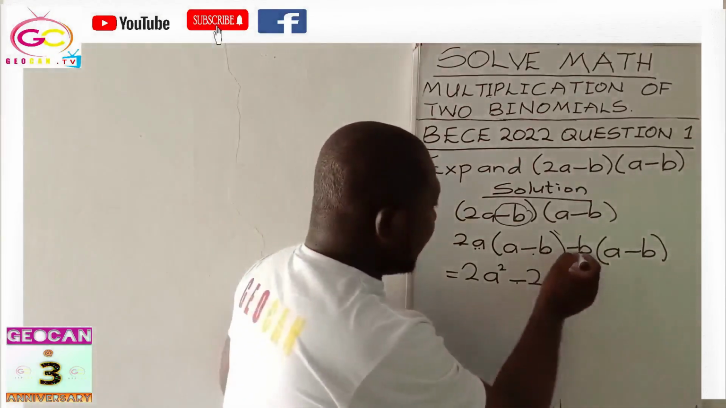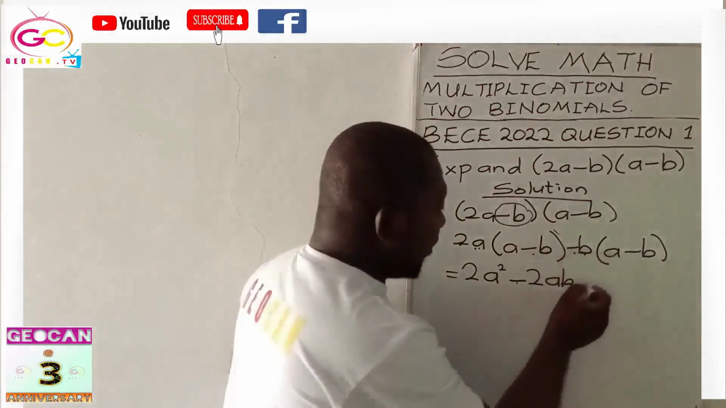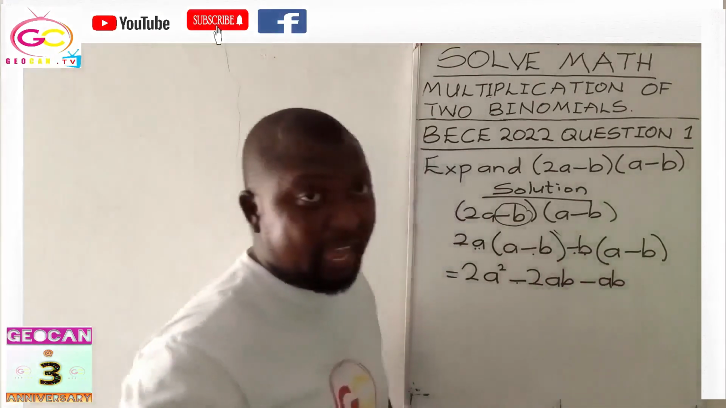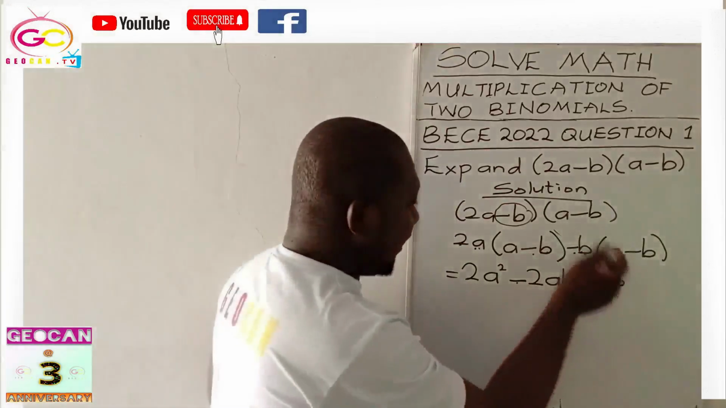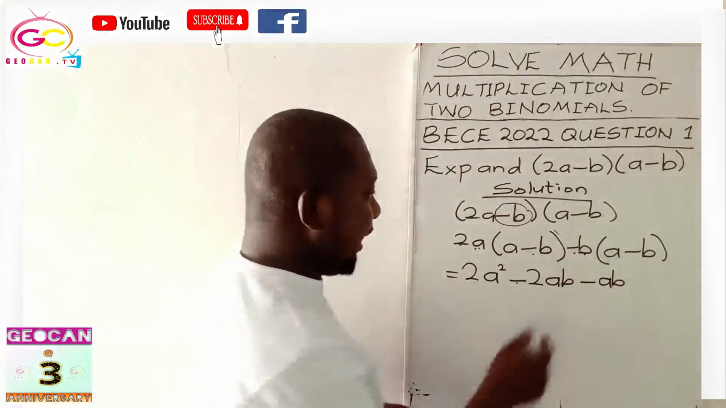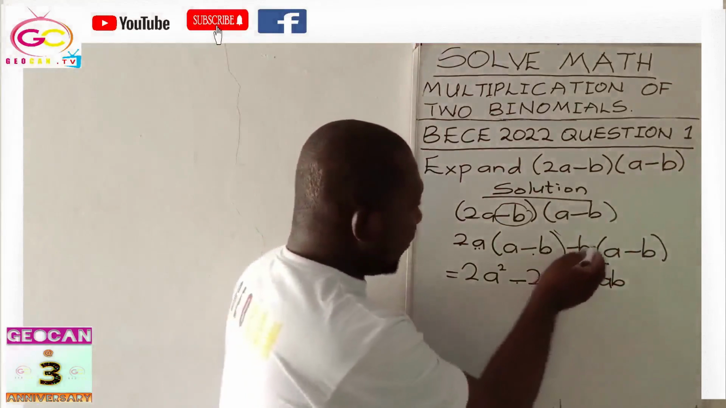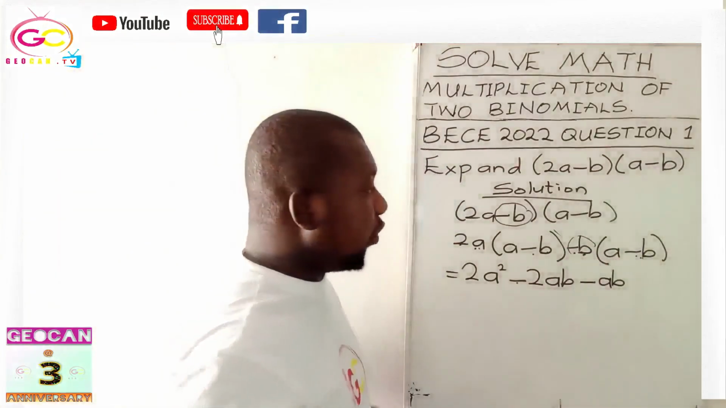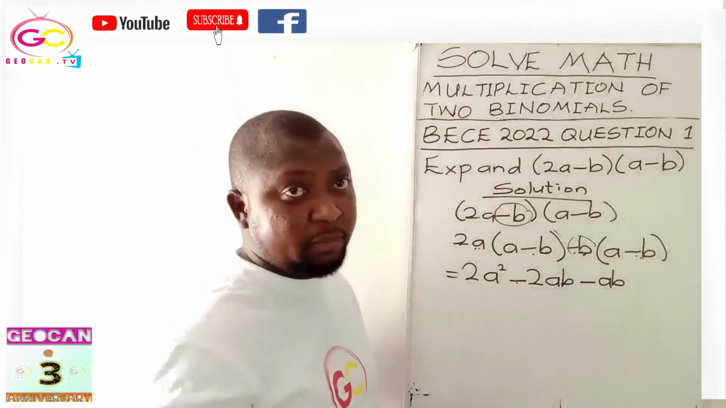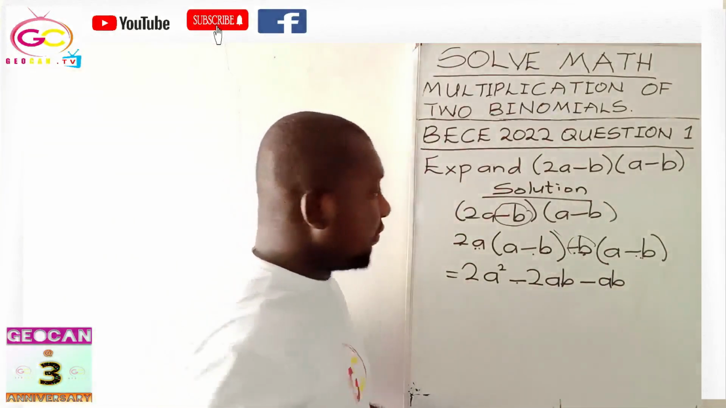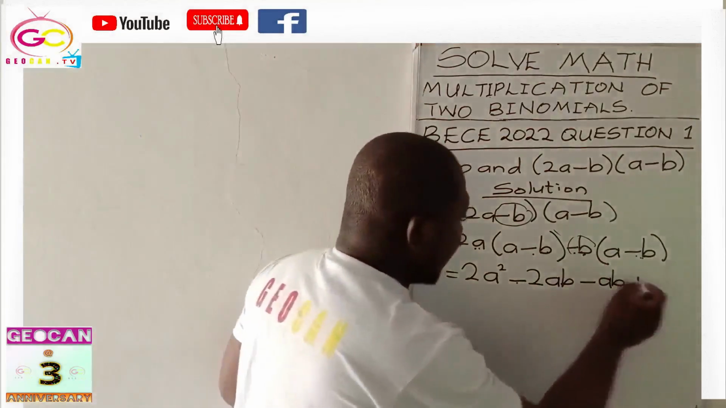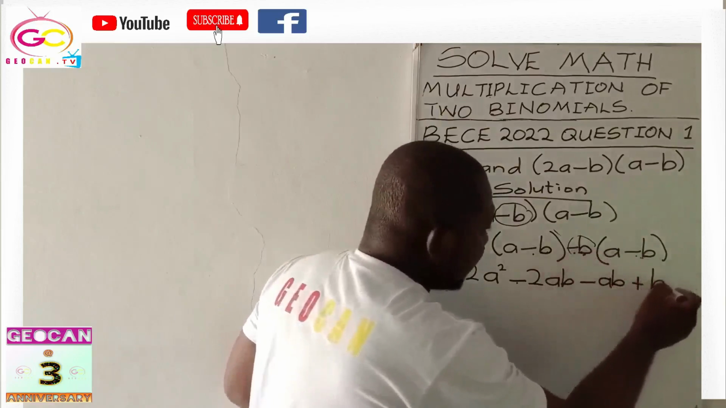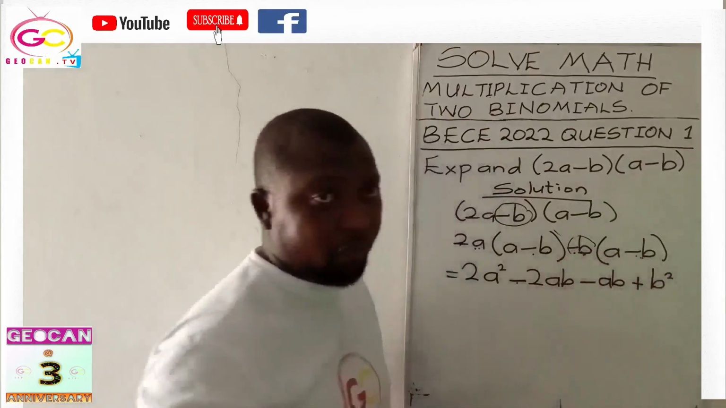Now, negative b times a will give us negative ab. It should be alphabetical, that's why we write ab. And it's negative, so critical. Now, negative b times negative b, rules of algebra: anytime a negative multiplies a negative, the answer becomes positive. So negative b times negative b will give us positive b squared.